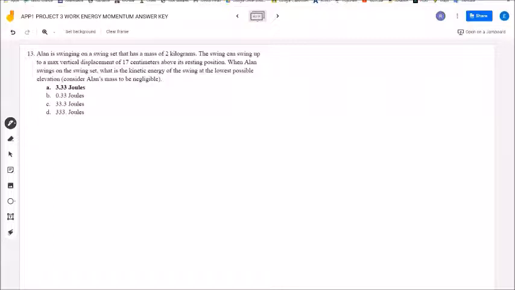All right, first off, we can start by doing something pretty natural: converting centimeters to meters. So 17 centimeters should be 0.17 meters, right? So that's the vertical displacement.